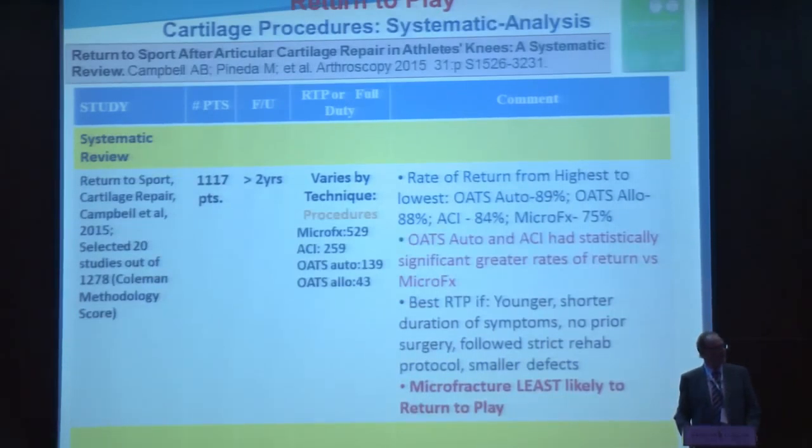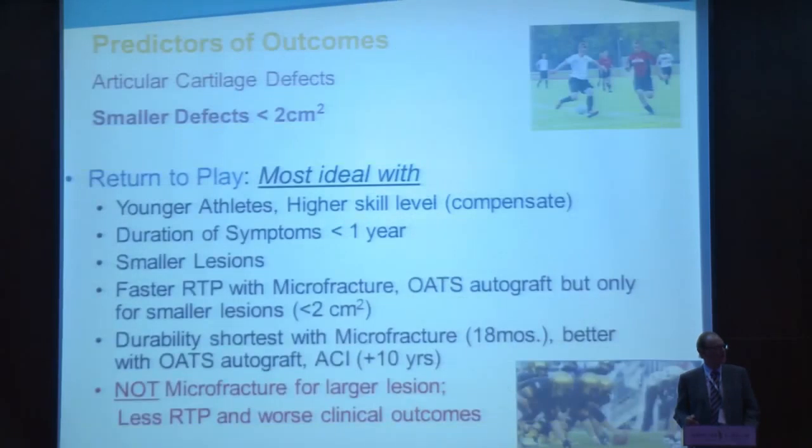And then in a more recent study from 2015, which included about 1,000 patients, they found that OATS autograft and ACI had statistically greater rates of return than microfracture, and that microfracture was the least likely to return to play. So again, the comment I made before, concerns over microfracture as a solution, and it's why we need to continue to search and research for better options for our athletes.